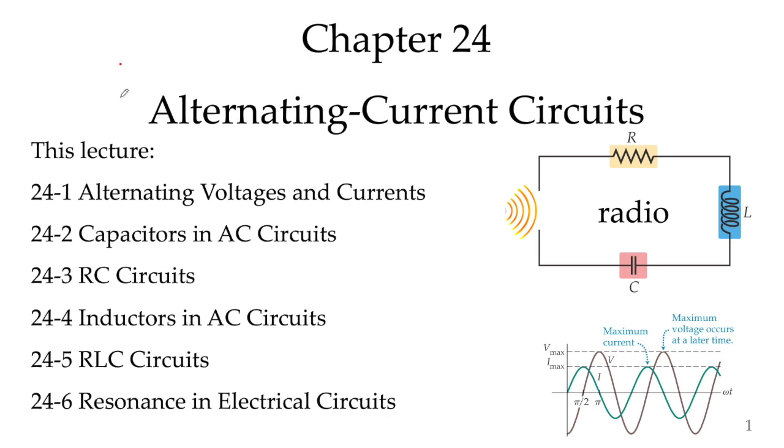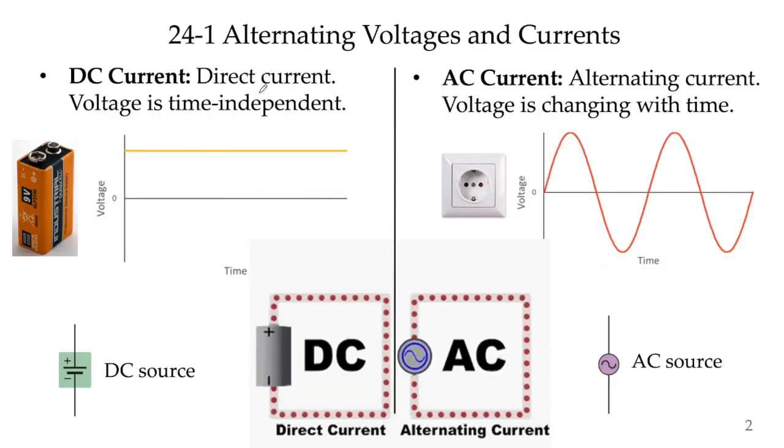Hi, in this lecture we're going to do chapter 24. This chapter is very important for engineers and also anyone who is interested in science because in this chapter we're going to learn alternating current and we're going to talk about also waves because the alternating currents are actually waves. So let's start with the basic definitions.